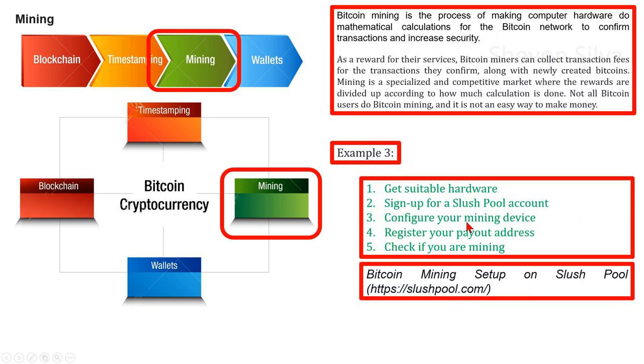As example three, these are the steps for Bitcoin mining setup on Slush Pool. You can see the web address here. Step one, get suitable hardware. Bitcoin can be efficiently mined with ASICs using the SHA-256 algorithm. Bitcoin cannot be efficiently mined with unsupported GPUs, CPUs, or mobile phones.